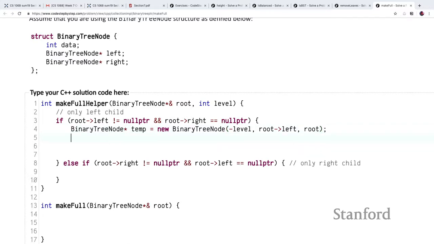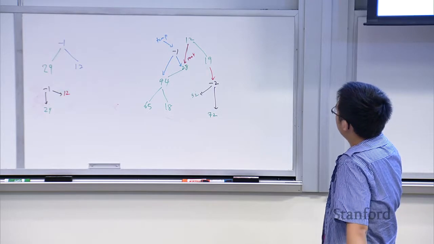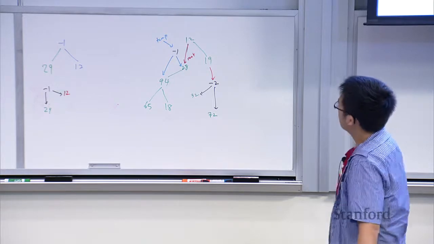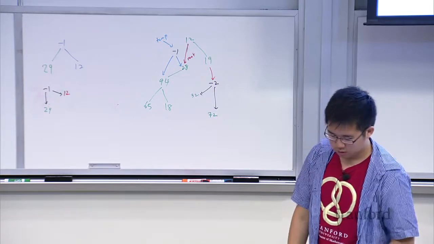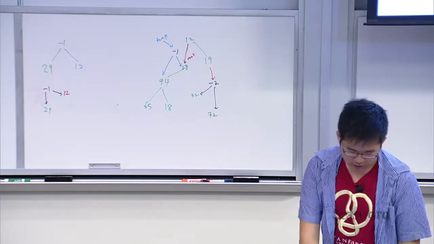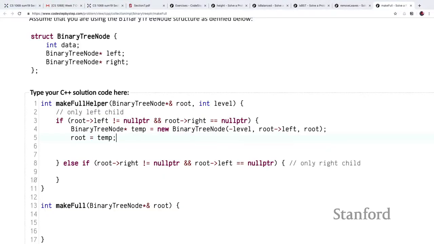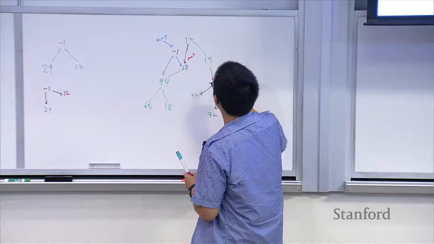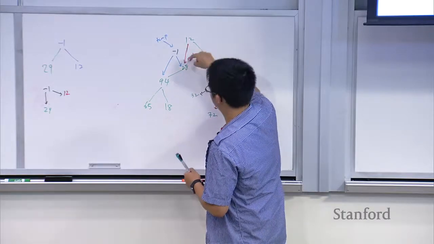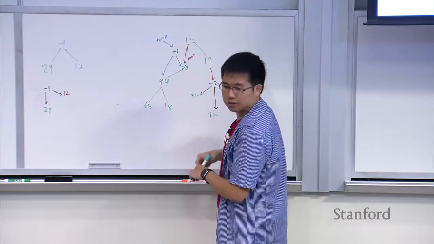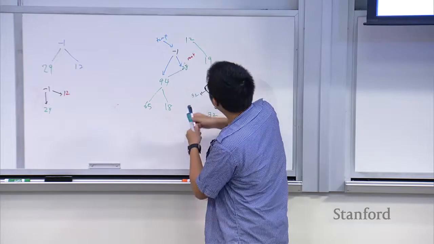Okay, what else do we have to change? Root. Okay, what do we want to change the root to? Oh, maybe we don't need the pointer. We can just set root to temp. Okay, root to temp. So we set root, which is this pointer. We want to change that so that it's pointing to temp.